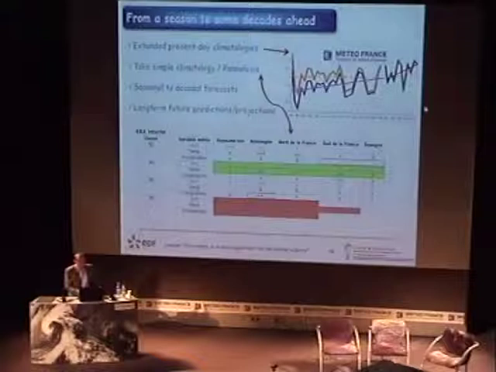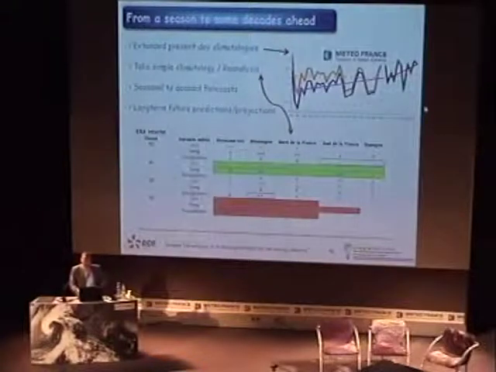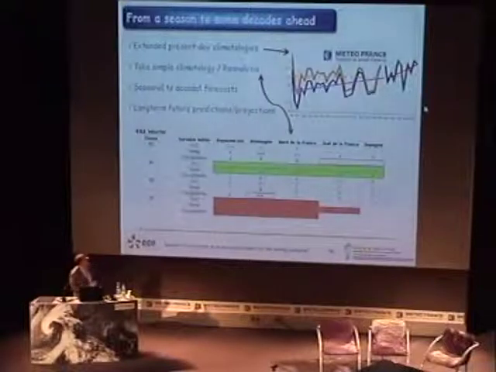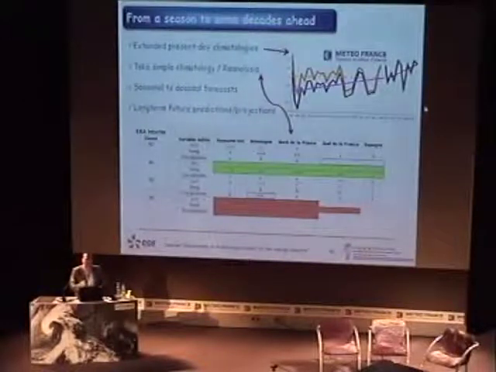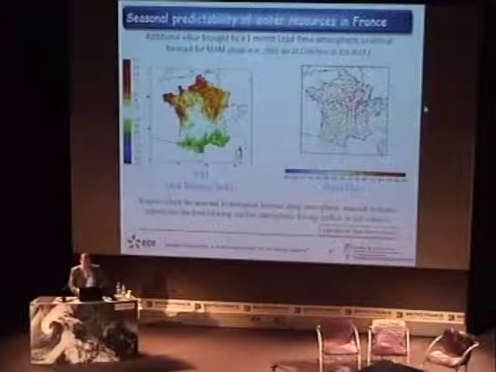From seasons to decades, to some decades ahead, of course, we can use different kinds of information. For instance, in France, we use extended present-day climatologies, which simply consist in computing the linear trends over the last 30 years and extrapolating them for the next decade. But we also use reanalysis.